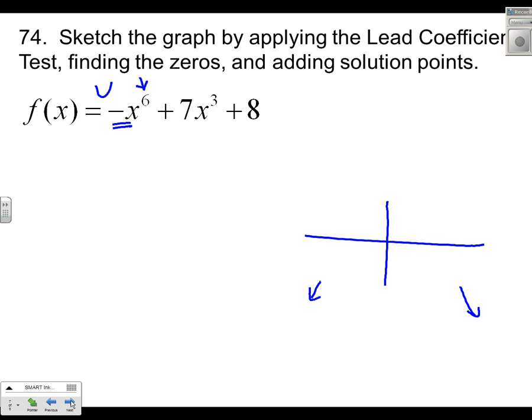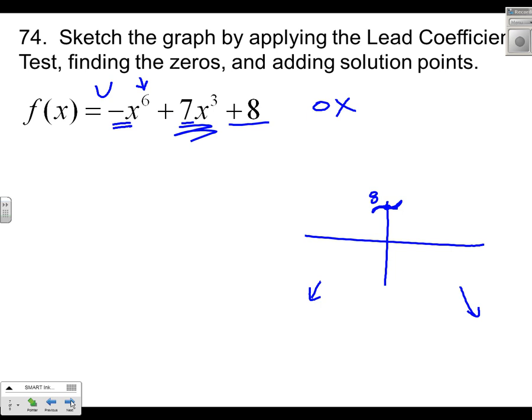Upon further inspection, I know this guy's going to go through negative 8. I know it's going to go through with a slope of 0 because there is no x term here. I know the next thing it's going to want to do is look like a positive cubic. This thing wants to look like this at this point. That's a lot of information I have there.